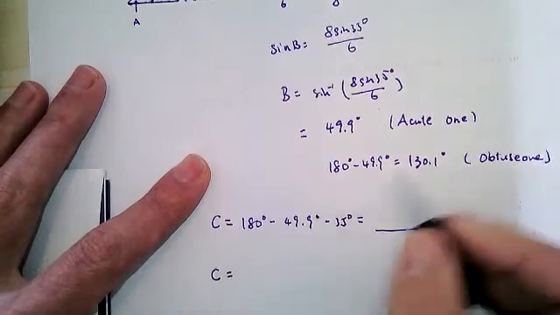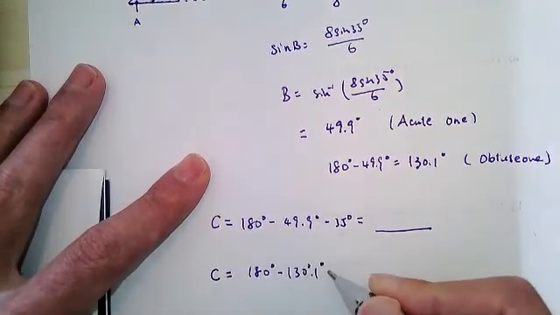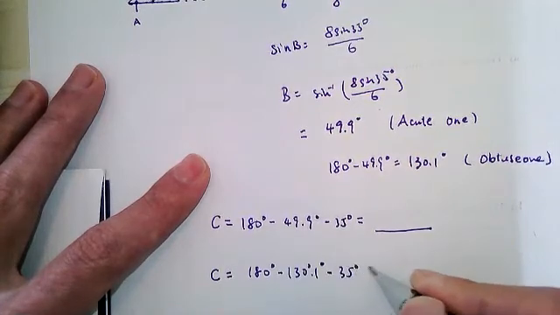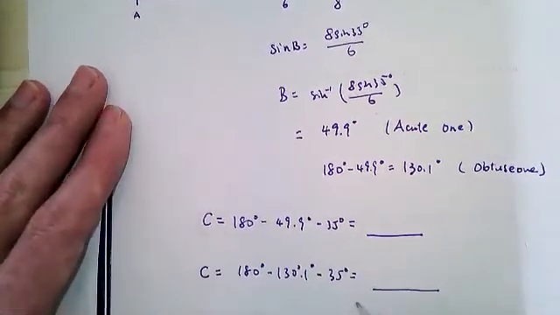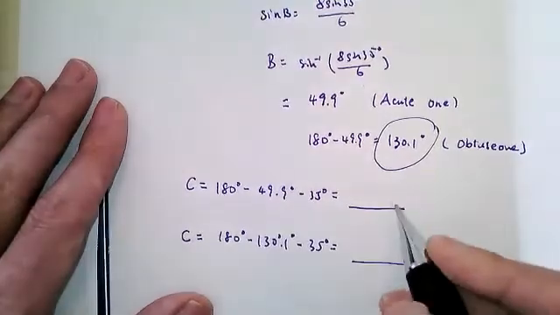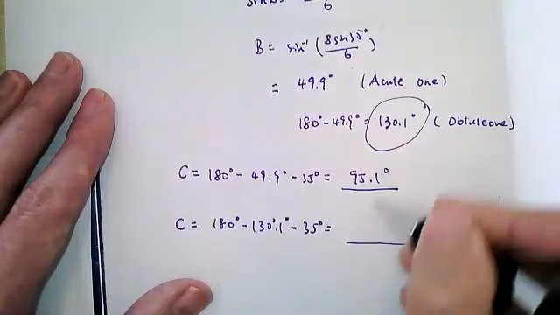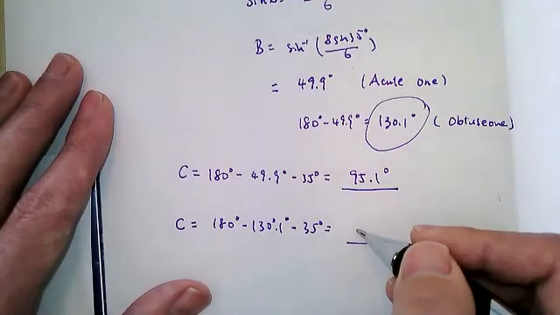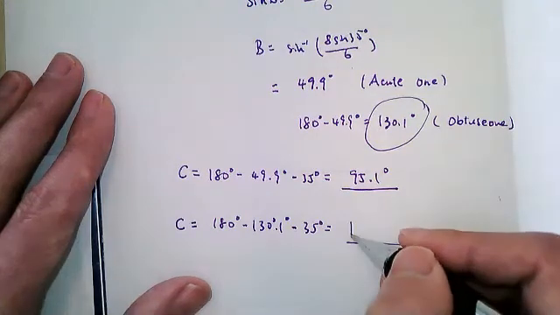The other candidate is the obtuse one, 180 degrees minus 130.1 minus 35. You got another answer here. For the first one, I got 95.1. 95.1. Thank you very much. How about the second one? I got 14.9. Very good.